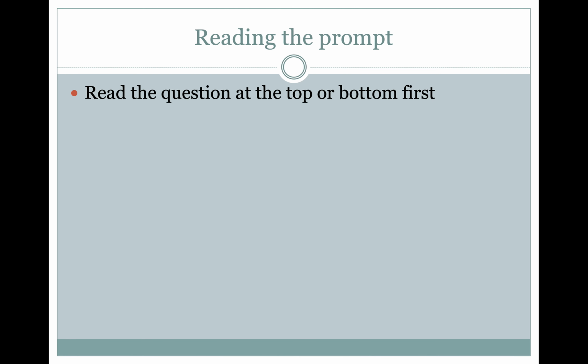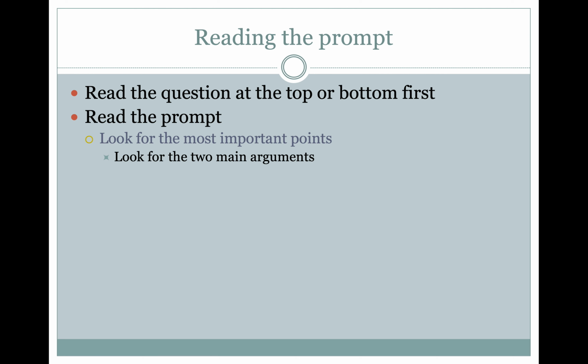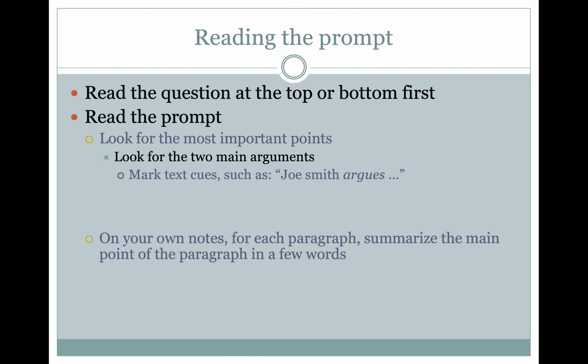Also, for reading the prompt, read the question at the top or the bottom first. So it's telling you what you want to look for or what you want to do. So look at that first. Then read through the prompt, look for the most important points in there, look for the two main arguments. It may actually explicitly state it or it may not, but you want to look for what is the main argument, and then if that's the main argument, what would be the other side. So even if both sides aren't stated, you should be able to clearly figure out what are the two sides of this argument.